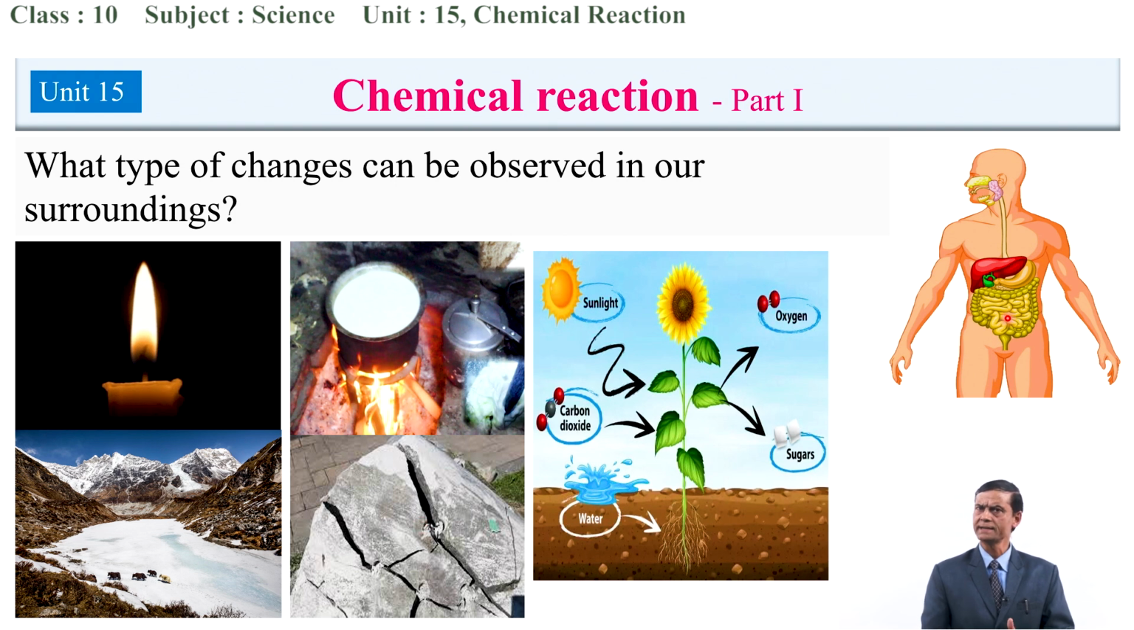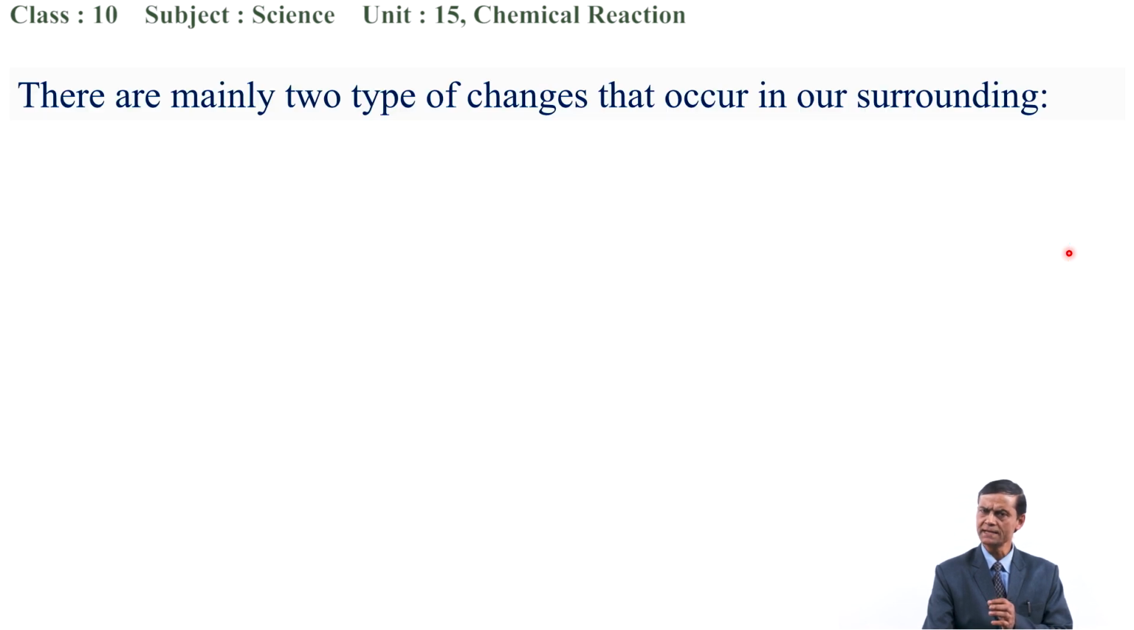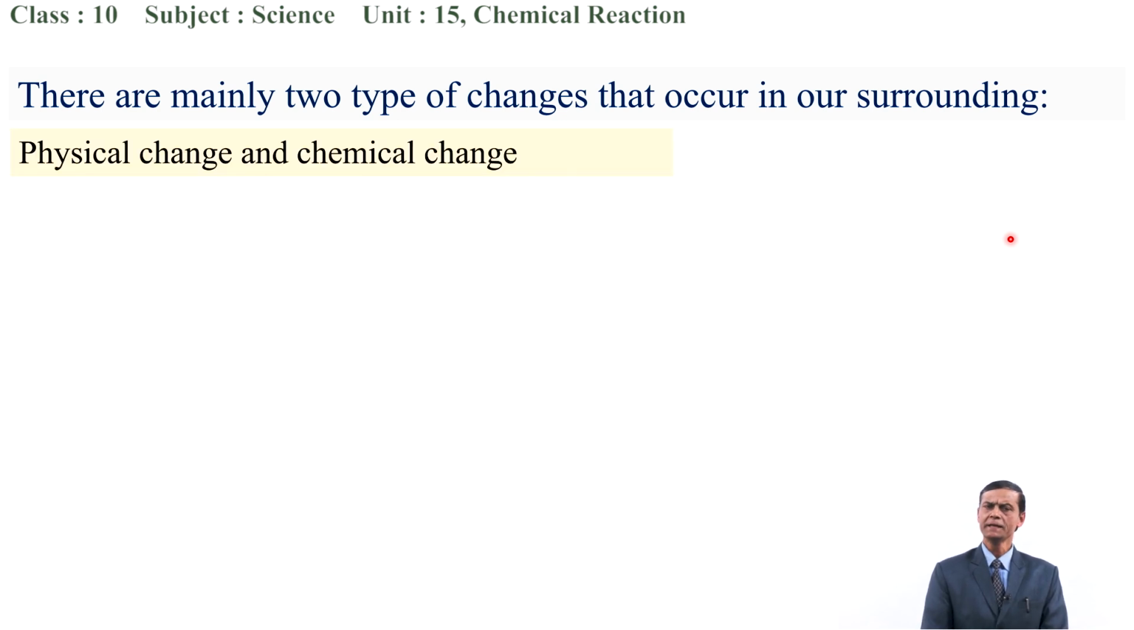Similarly, look at here. Inside our body, there is also a complex process. Do you know which system it is? Definitely, this is the digestive system in our body. How does digestion occur in our body? Yes, there is also change. So, talking about the different changes in our surroundings, do you know there are mainly how many types of changes? Two types of changes occur in our surroundings. What are they? Sure, these are physical change and chemical change.